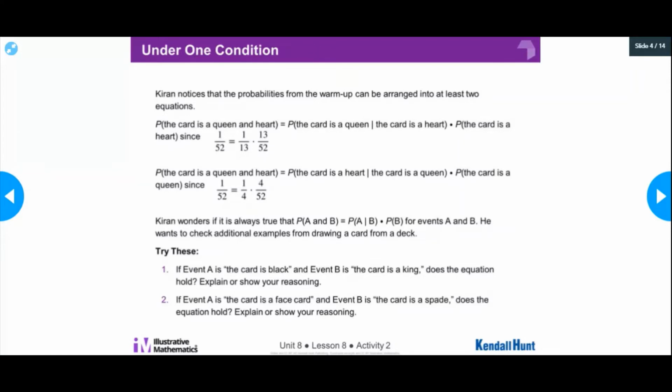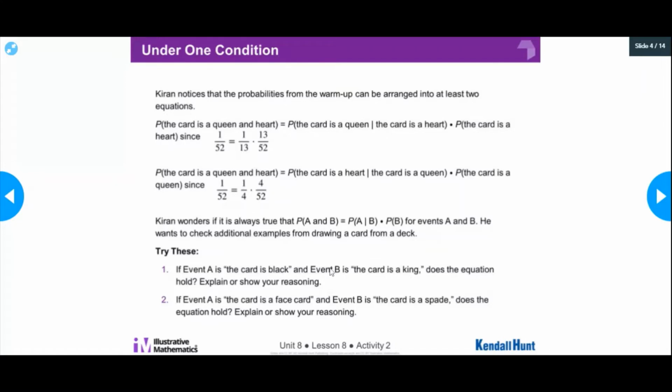Kieran wonders if it's always true that P of A and B is equal to the probability of A given B times the probability of B for events A and B, whatever they happen to be. He wants to check additional examples from drawing a card from a deck. So we're going to try these examples at the bottom, and we're going to try to complete them and see if that same thing holds true. We see if when we do the probability of A and B, if it's actually equal to the probability of A given B times the probability of B. So we're going to try it out with these two examples.